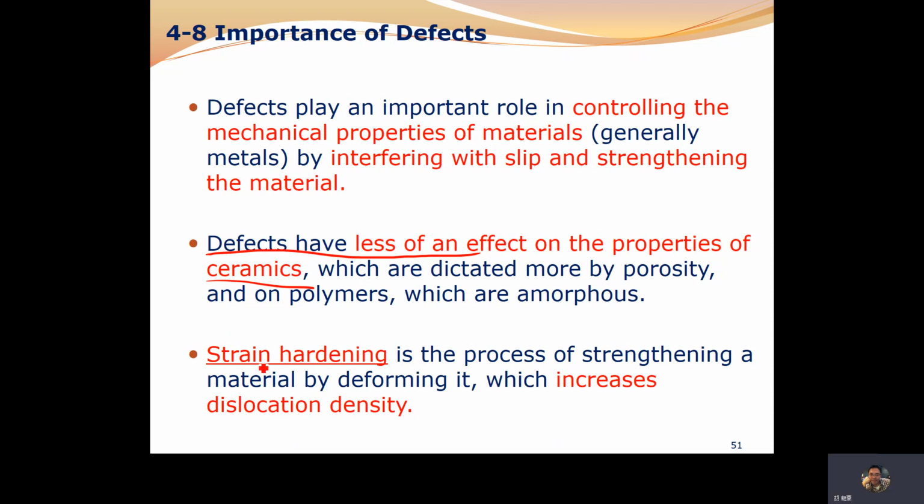And strain hardening is to increase the dislocation density. When the dislocation density increases, what does that mean? It means other dislocations cannot move easily, because a dislocation will be stopped by other dislocations. It's the same concept as the grain boundary, which is a barrier to stop dislocations moving, right? The same concept as strain hardening.